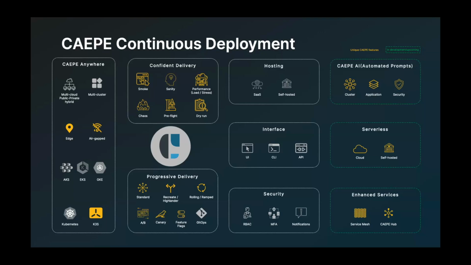Build from there in areas of confident delivery and progressive delivery, and also offering hosting options, whether that is a SaaS offering, an on-premise offering, or self-hosted on your own infrastructure. As we move forward, we're also getting into areas of being able to manage serverless along with Kubernetes, and automated prompts and so on from an AI perspective. But today we'll not spend too much time on that. Today, the main focus is on the Anywhere concepts, confident delivery, and progressive delivery aspects.